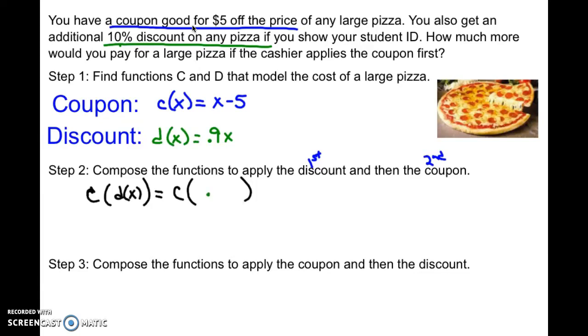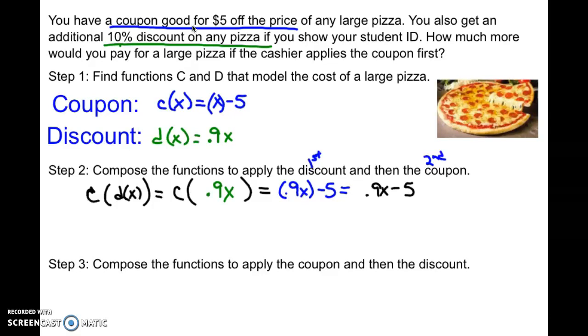So that's 0.9x. And then for the C, it says take your value minus 5. So we're going to have 0.9x minus 5. And I'm just going to rewrite it without the parenthesis in it. Let's switch it to black here. So 0.9x minus 5. So that's the function if we are first going to do your 10% discount and then your coupon.